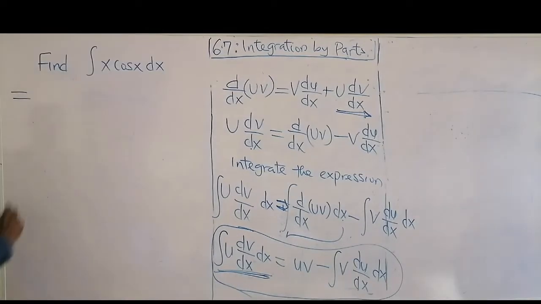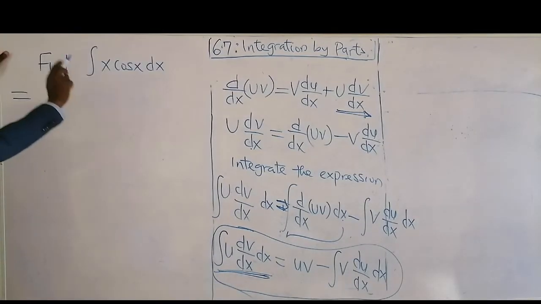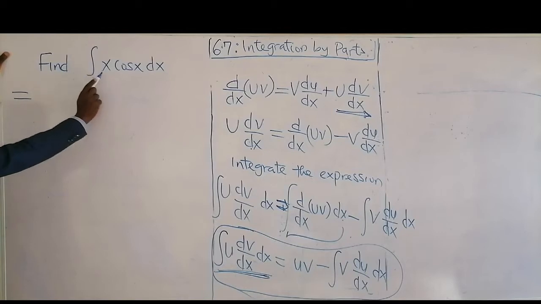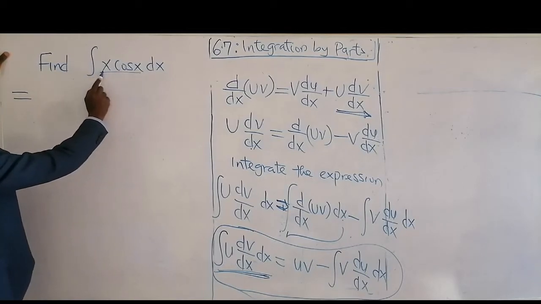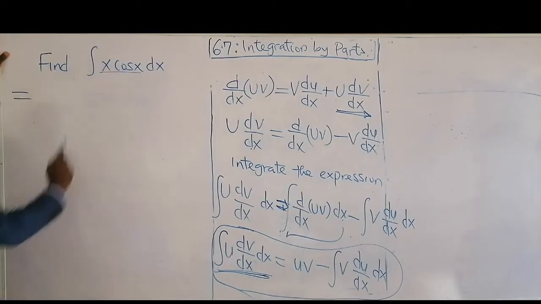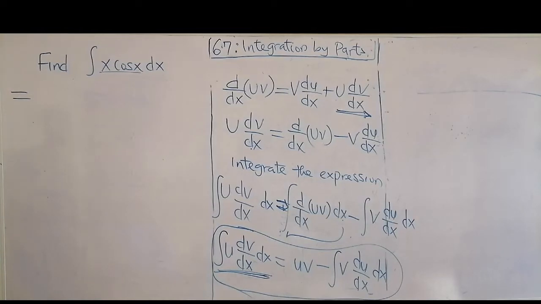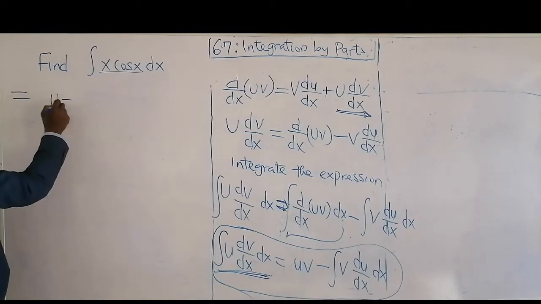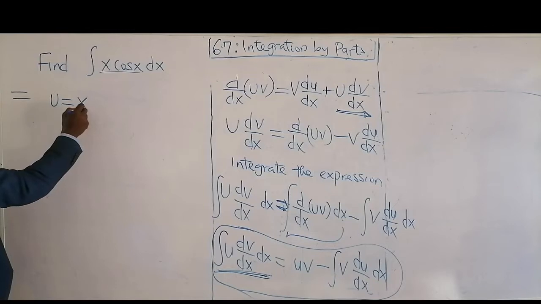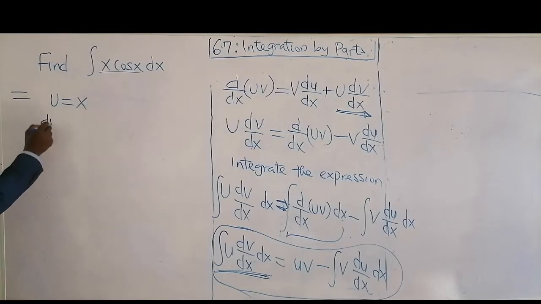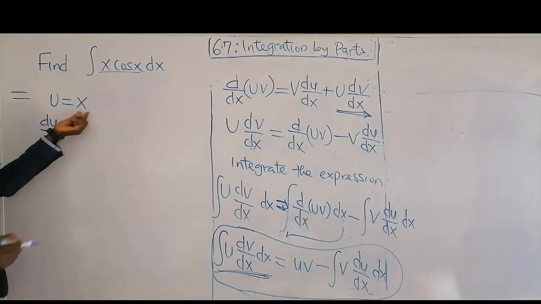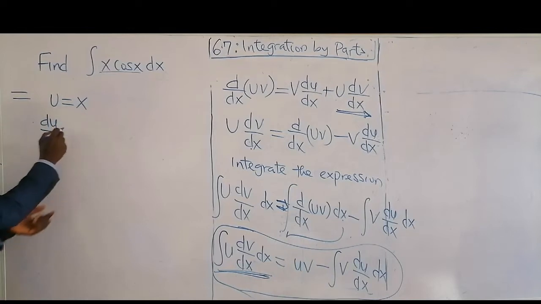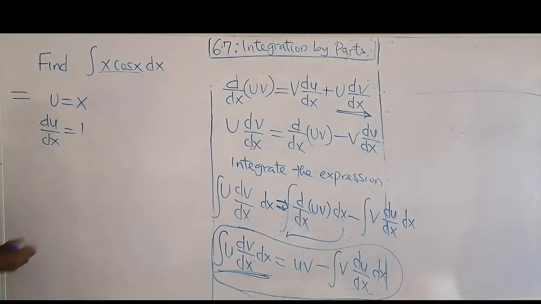Look at this example now. We are integrating these products, x times cos x. Which one will be my u? You take u as x, because the moment you differentiate, du/dx, this becomes 1.